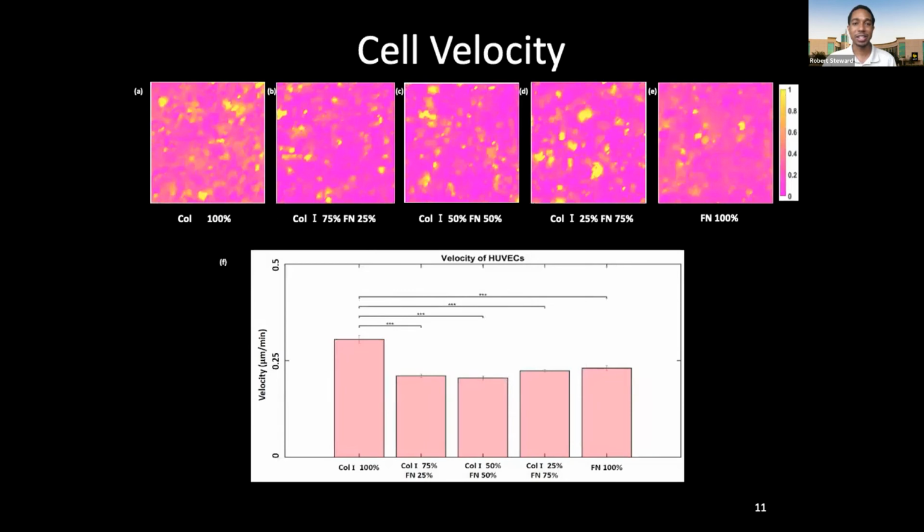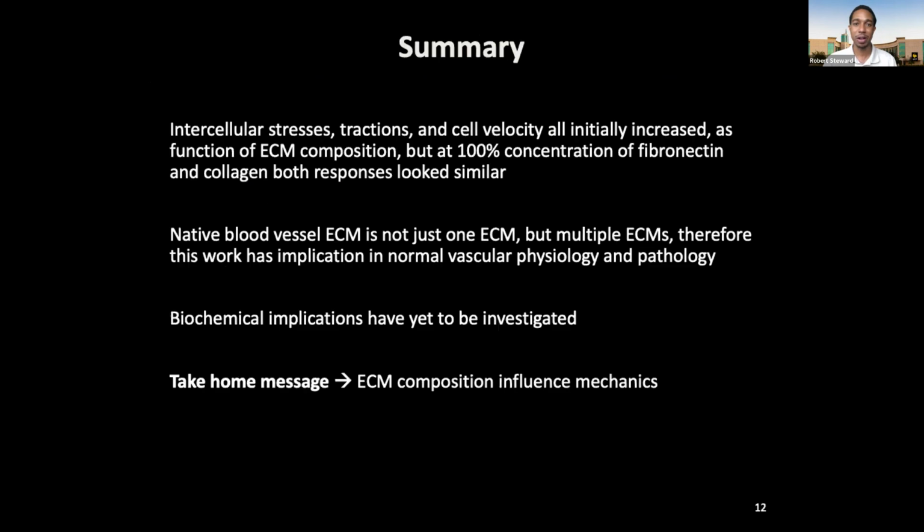Interestingly, the velocity was a little bit different. We start with 100% collagen, and we actually see a decrease. The cells appear to move slower when we start to manipulate these ratios. We switch to 100% fibronectin, and that velocity hasn't completely recovered relative to the collagen, but nonetheless, a bit of an opposite response to what we saw.